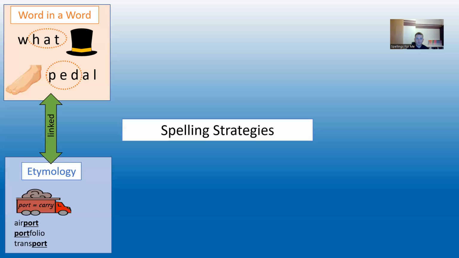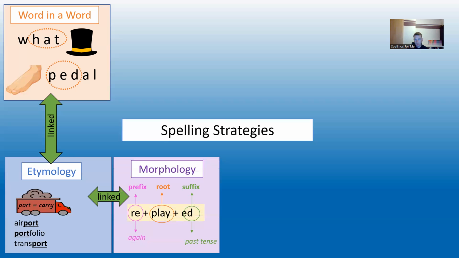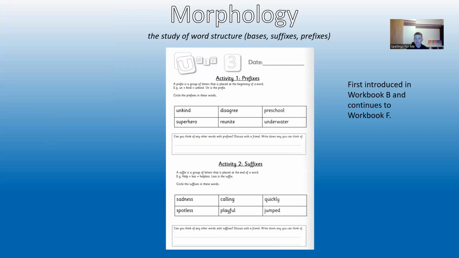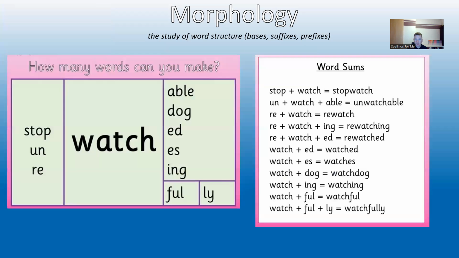Okay, so the next thing we're going to talk about is morphology. It's heavily linked also to etymology. So what is morphology? It's the study of word structures, bases, suffixes, prefixes, and it's introduced in our workbooks from workbook B up to workbook F. This is what it looks like in the workbook.